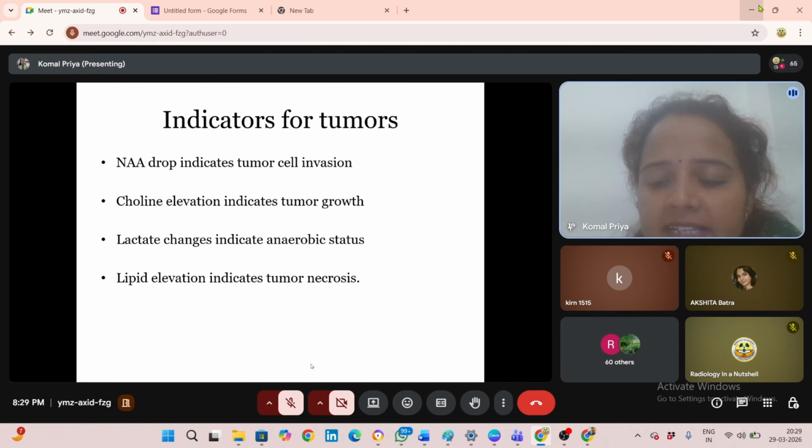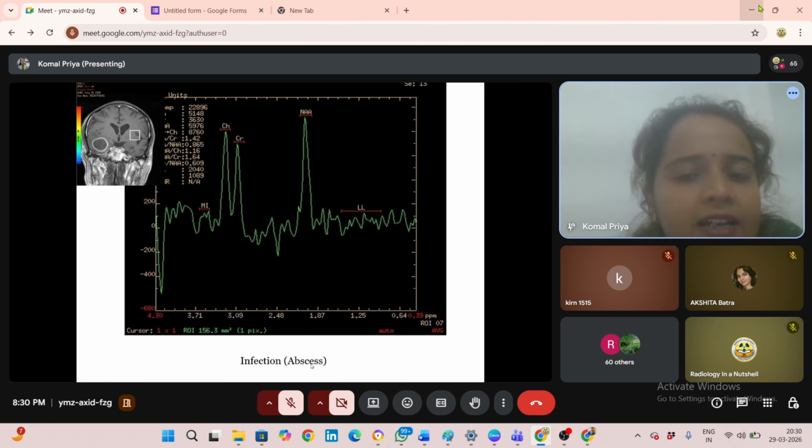Now, these are the indicators. If NAA drops, that will indicate a tumor. If choline is elevated, that will show that tumor growth is increased. If lactate is changed, that will show your anaerobic status, like there is no oxygen supply. If there is lipid elevation, that will show tumor necrosis, that means the tumor is necrotized. So all these values are important in spectroscopy.